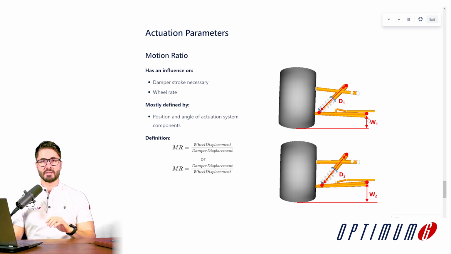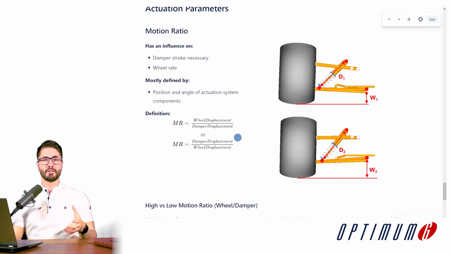So there are 2 different ways in which we can create this definition. One of them is wheel displacement divided by damper displacement, while the second one is damper displacement divided by wheel displacement. In our case here in this exercise, we're always going to use the first definition, wheel divided by damper. Why is the motion ratio important? Because it will define, for the same suspension movement that you get, how much compression you have on your damper.